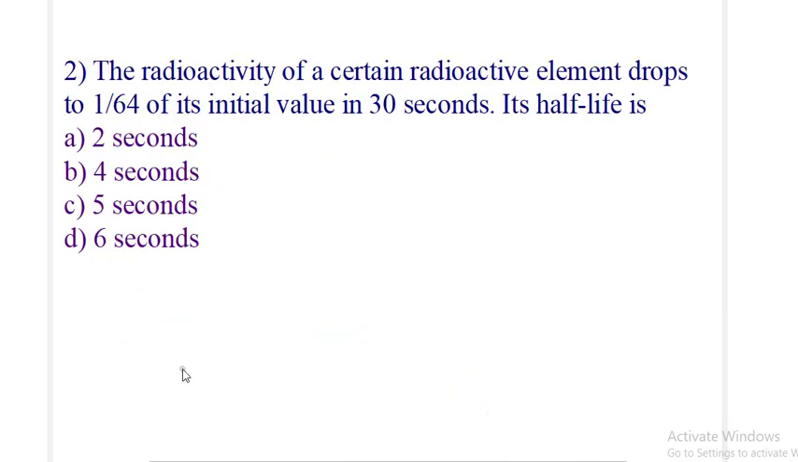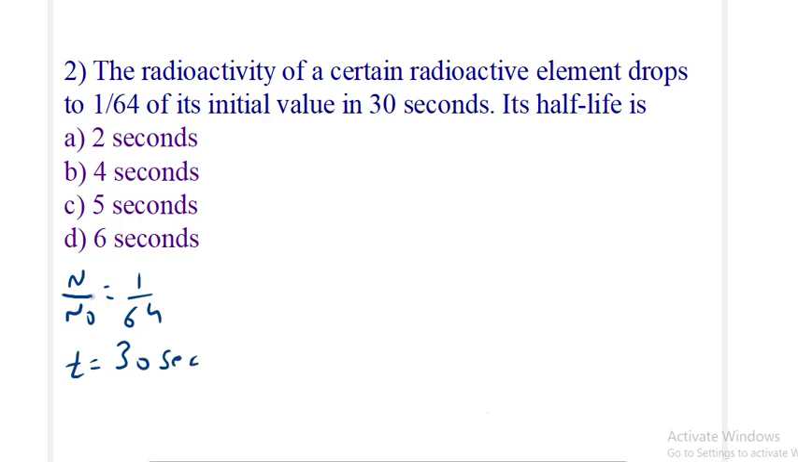Next we come to question number 2. The radioactivity of a certain radioactive element drops to 1 by 64 of its original value in 30 seconds. Its half-life is? So what we are given is n upon n0, which is equal to 1 upon 64. The second thing we are given is t, which is 30 seconds.